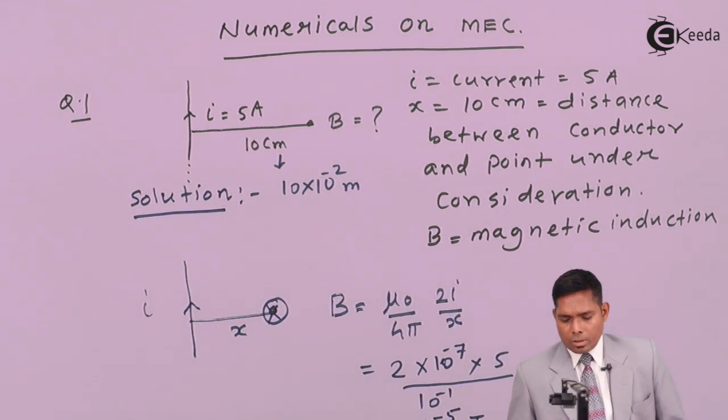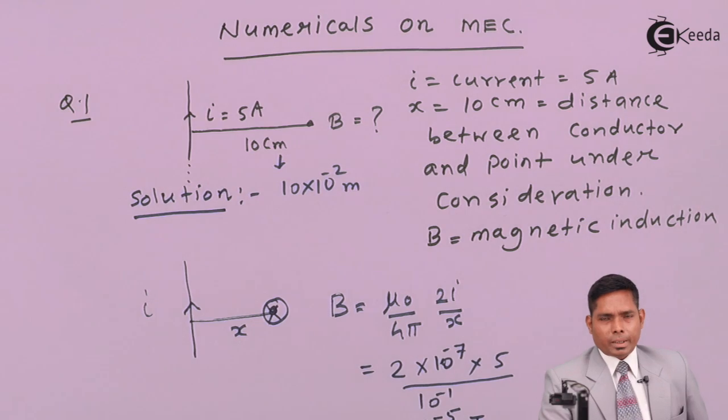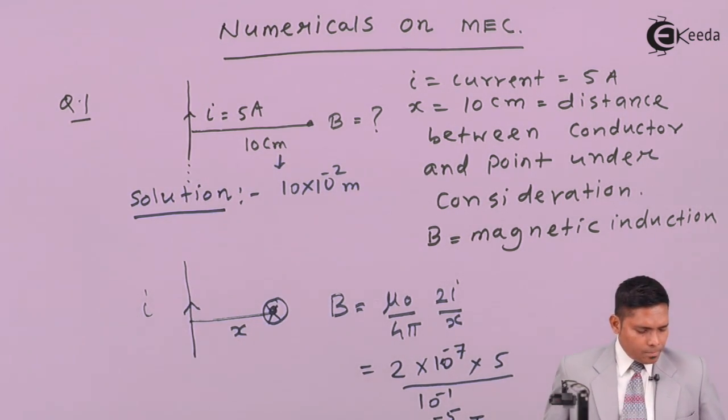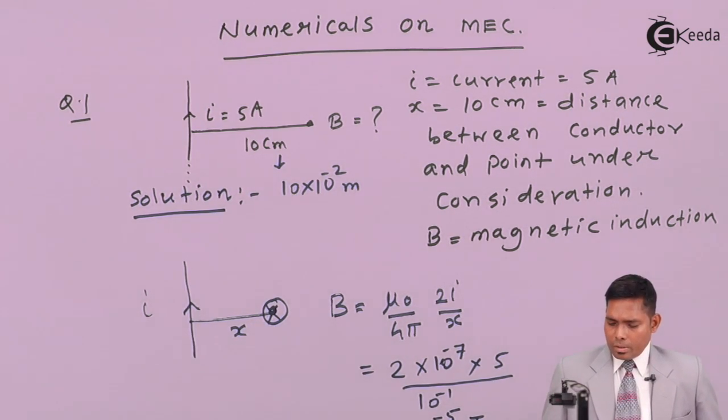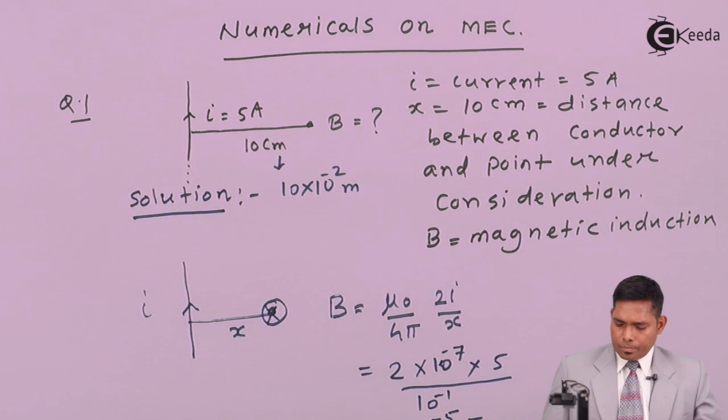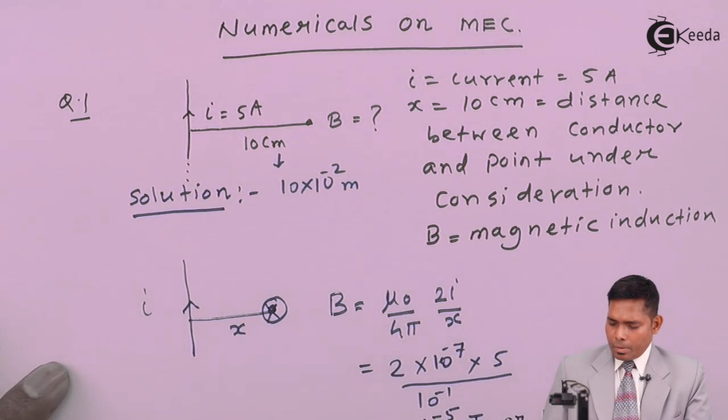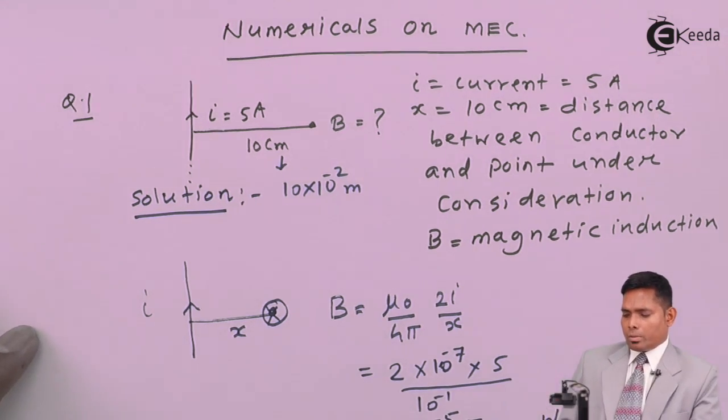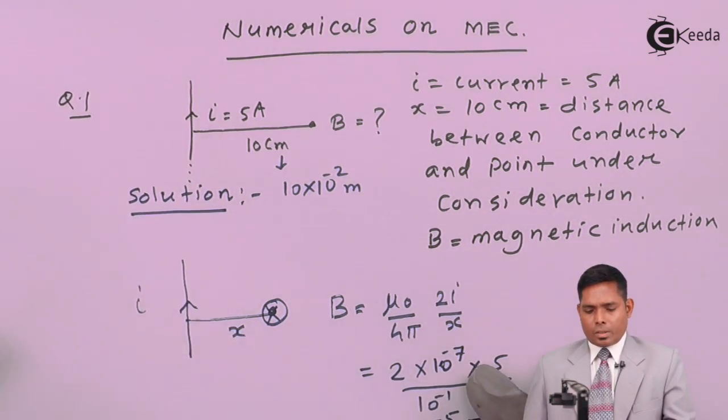Tesla. This is the SI unit of magnetic induction. So 10 raised to minus 5 Tesla, or Weber per meter square, whatever you say. This is the answer to this question. Okay, so let us take one more question.